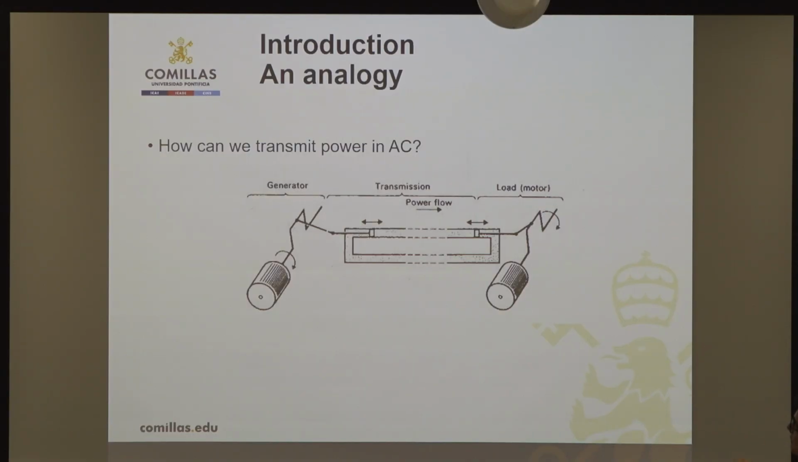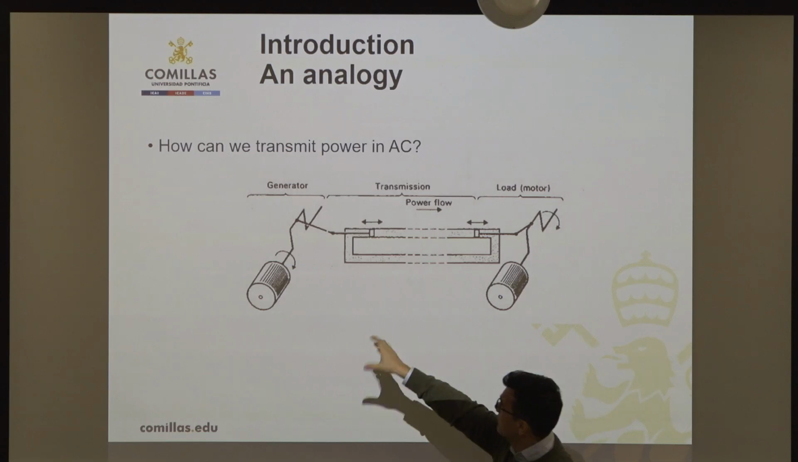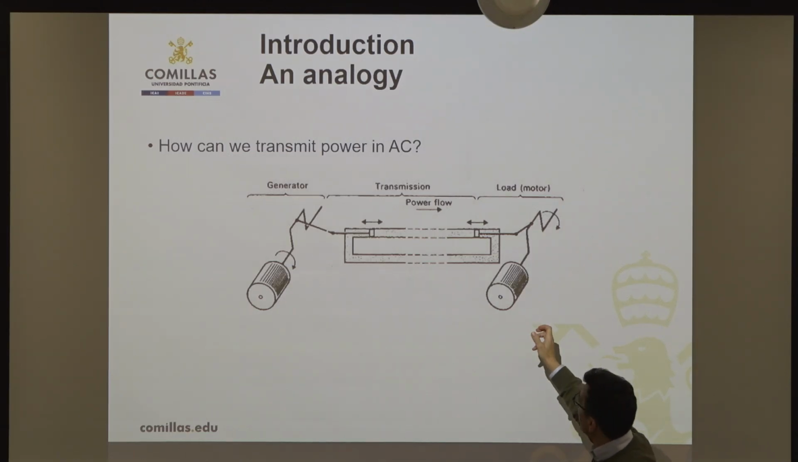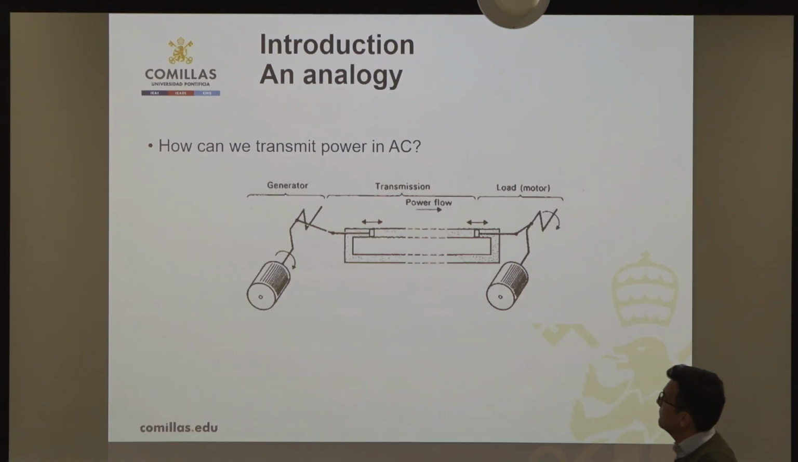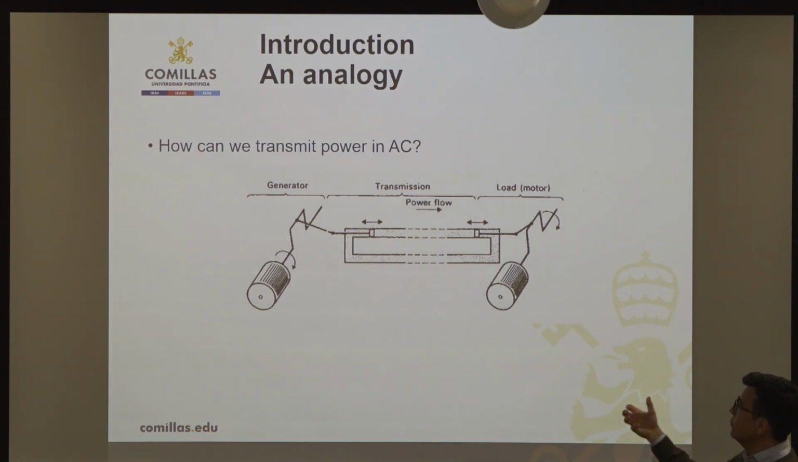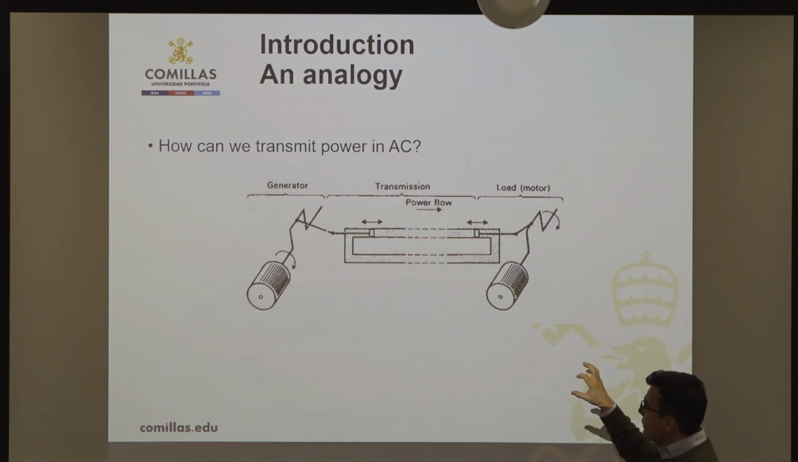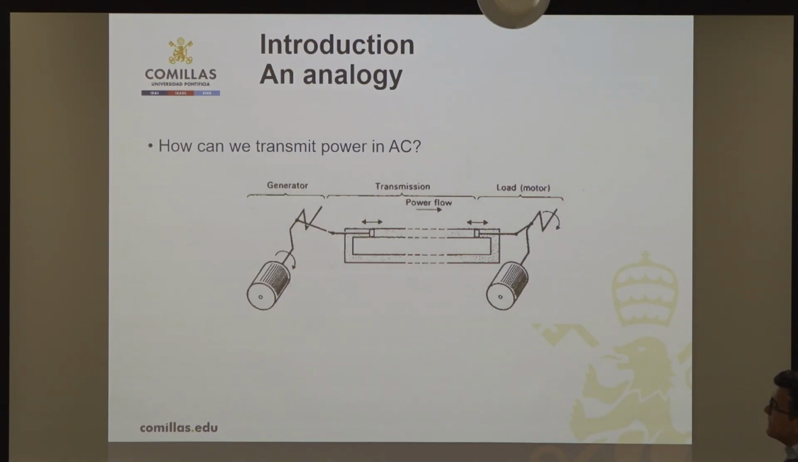This is how we can transmit power in an AC. This is an analogy, okay? At the end, the generator is rotating, and here we have the motor. We don't have a direct current, we have an alternating one, going back and forth, but we are able to use this system to extract power in the loads, and depending on the phase angle difference, we will be transmitting more or less power.